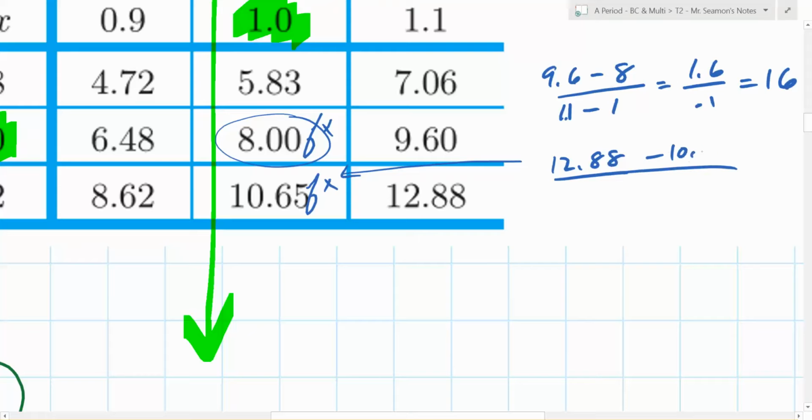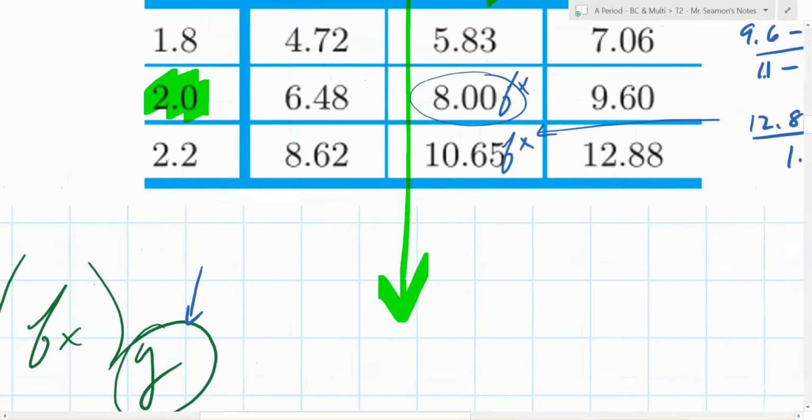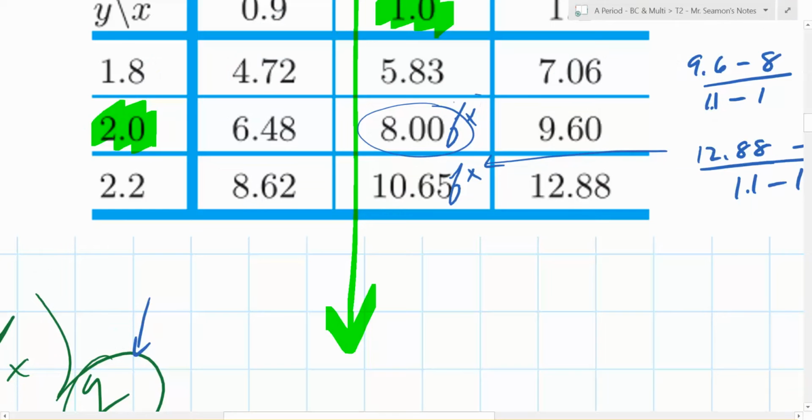10.65 all over 1.1 minus 1. So I think that you end up with like 23 point something. I don't have a name for it, but that's the outer one. So we just calculated the fx values at both cases.